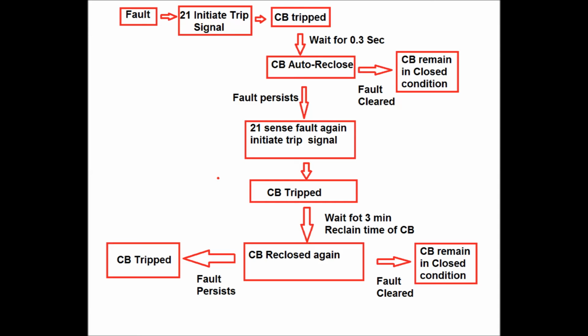Now since the CB closed under fault condition and again tripped under fault condition, the CB will take some time, that is called the reclaim time of the CB, so that the CB will be ready for the second auto reclose. Now the second auto reclose shot is given by the distance relay and the CB recloses again after a minimum of 3 minutes. Now if the fault is cleared, then the CB remains in closed condition for the second successful reclose shot. If the fault persists, then the CB will remain in trip condition until manual closure of the circuit breaker, and that is how the duty cycle or auto reclosing duty of the circuit breaker is completed.